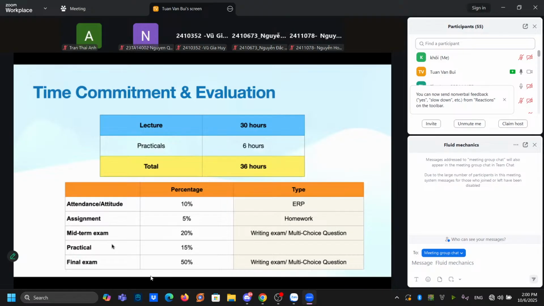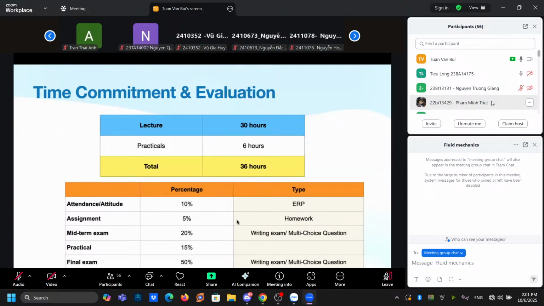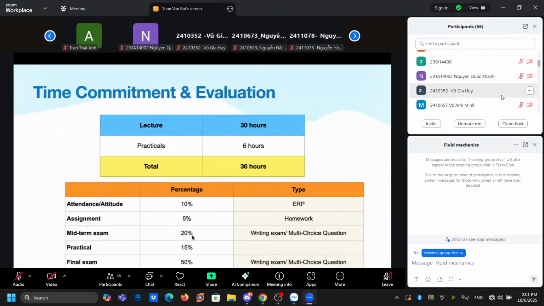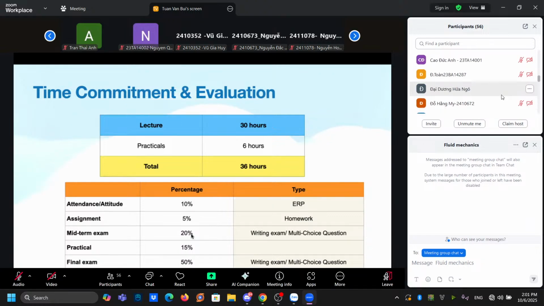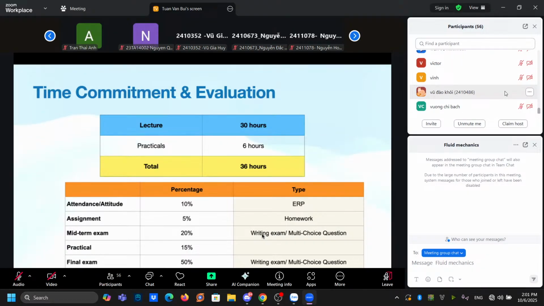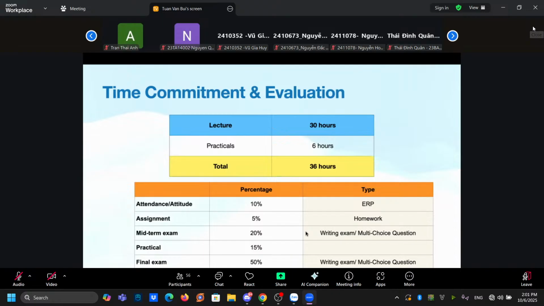About the mark components, you can see here for the attendance, you have 10%. I will check on ERP. You will have some homework to do, so it will be 5% in total. Then you will have 20% for the midterm exam, which will probably take place on the 5th or the 6th lecture.